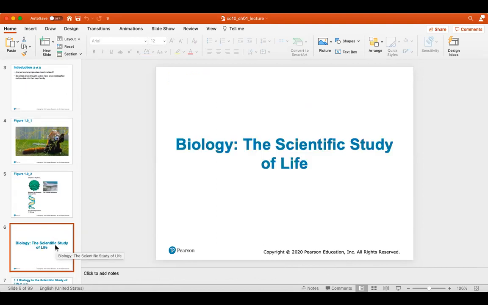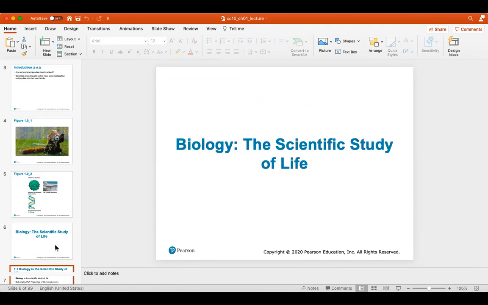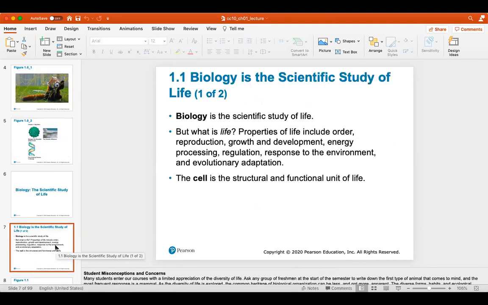So biology, the scientific study of life. I love biology because it's about the science of life. But what is life? Properties of life include order. So something must have order to be alive. It must be able to reproduce, grow, develop, process energy, and regulate itself, so maintain a balance in the environment. It has to be able to respond to changes in the environment and adapt through an evolutionary process that adapts itself to the environment where it's living.